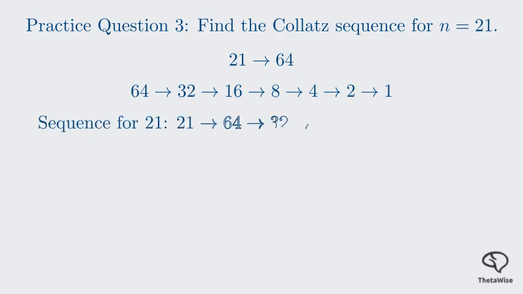So, the complete sequence for 21 is a relatively short one. 21, 64, 32, 16, 8, 4, 2, 1. This demonstrates that even with an odd starting number, the sequence doesn't always have to be long. Sometimes you get lucky and land on a power of 2 early. You've now completed another practice problem and achieved our objective.